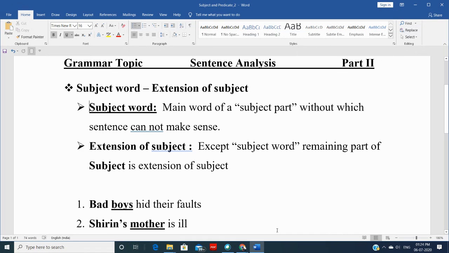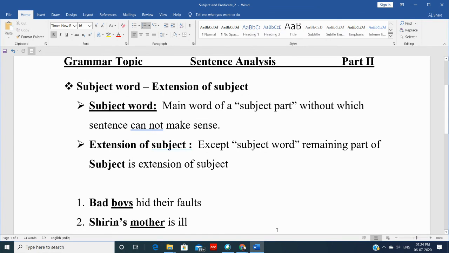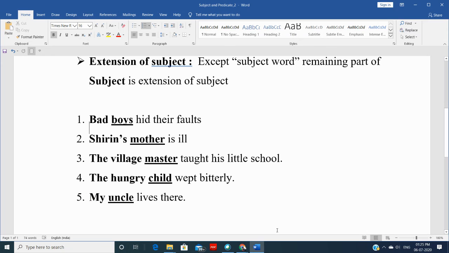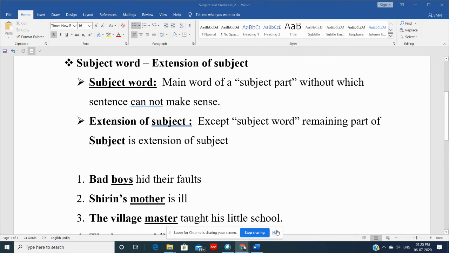So in this session we saw subject word and extension of subject. What is a subject word? A word that is part of the subject, but without which we cannot make a sentence, so it is a very important part of a subject, and that's why it's called the subject word. And the remaining part is your extension of subject. The same thing can be seen in the predicate also, but that we will see in our next video. All right, so till then, goodbye.